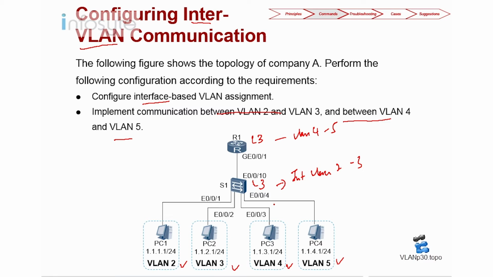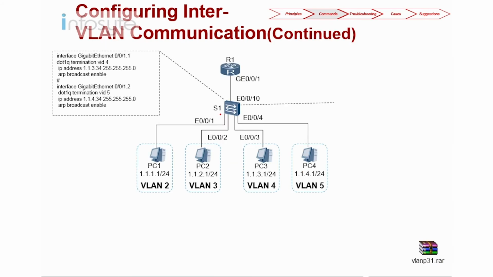So all the links here, Ethernet 0/0/1 until Ethernet 0/0/4, all of these will be access links. Now the switch will perform the layer 3 and the router is going to perform routing. Here in the GE0/0/1 and E0/0/10, we are going to configure trunking. So this lab combines the inter-VLAN routing using both the switch as well as the router. So let's look into the answer on how you can do it.